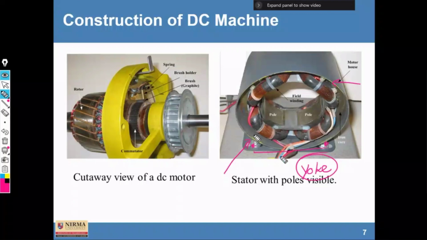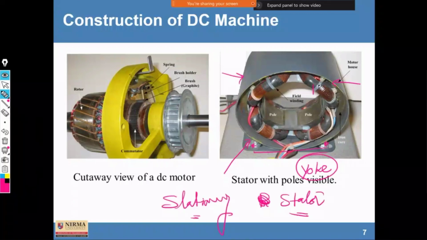It will not rotate. Outer cover will not rotate. Then here these are the poles. As I have seen, different poles are shown here. So this is N pole, this is S pole. Whenever the N and S poles are there, a magnetic field will be generated. And this magnetic field is steady because we are giving DC supply to this DC motor. And hence a stationary magnetic field is created between north and south pole.